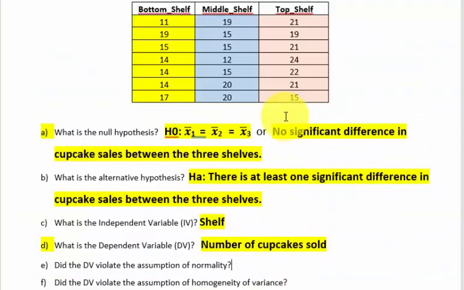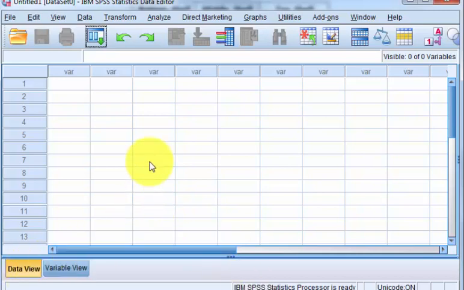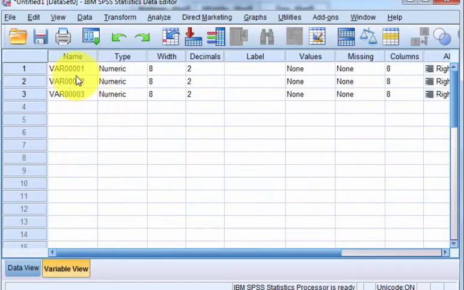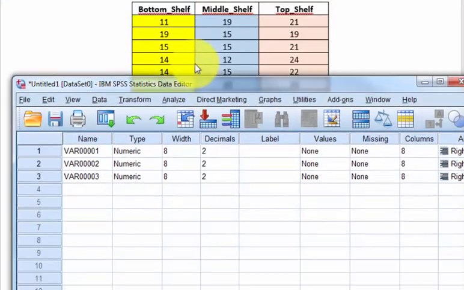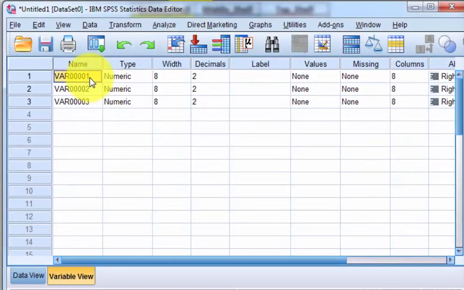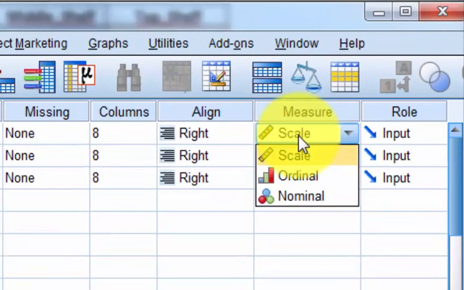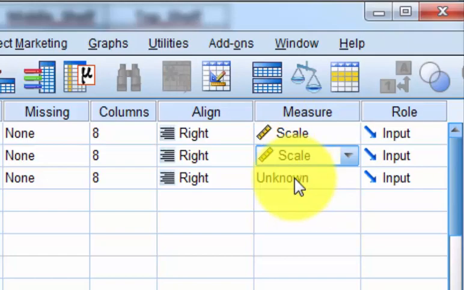There's SPSS. And I'm simply going to highlight the data. Copy. Make sure I'm in data view down here. Cell A1, paste. And then I'm going to switch to variable view. And which is which? Okay, the first one is bottom shelf. This is middle shelf. And this is top shelf. And the numbers that we're going to put in there are actually scale numbers, okay?